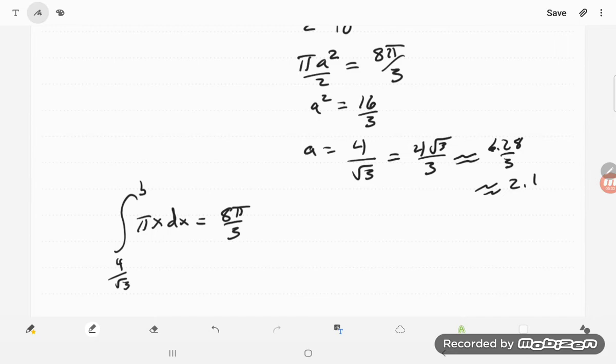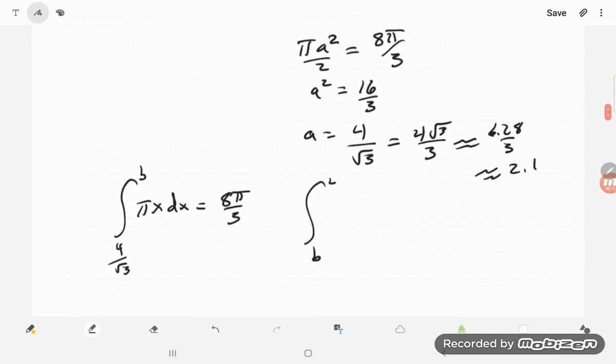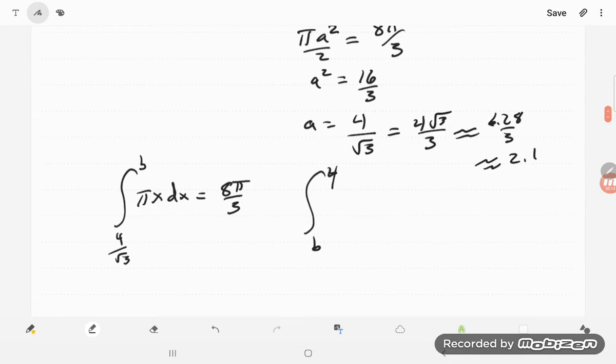Or I could insist that the integral from b to, what are we going to? 4 of pi x dx is equal to 8 pi over 3. Now, since I know that the 4 is going to make an 8 pi, I think I want to go that direction. So I'm going to use this one.